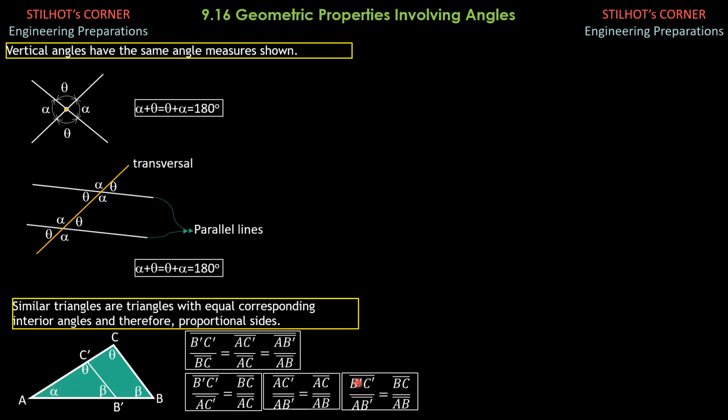Opposite of theta, rather, in this smaller triangle is AB prime. Then that equals opposite of alpha in the bigger triangle, which is BC, as to opposite of theta in the bigger triangle, which is AB.